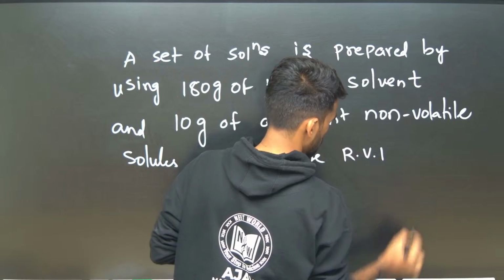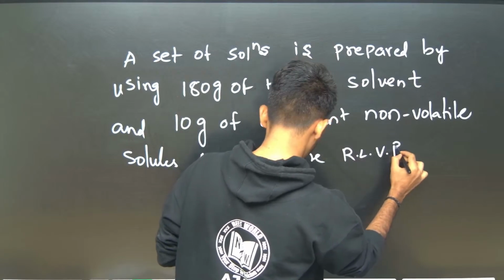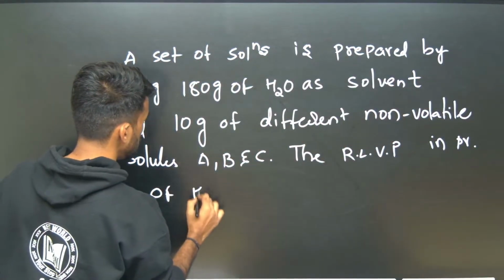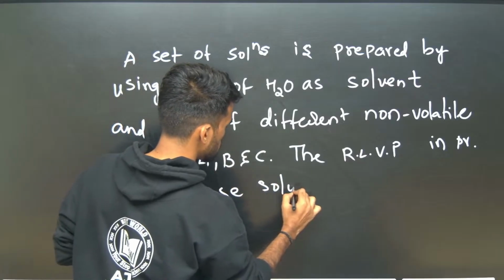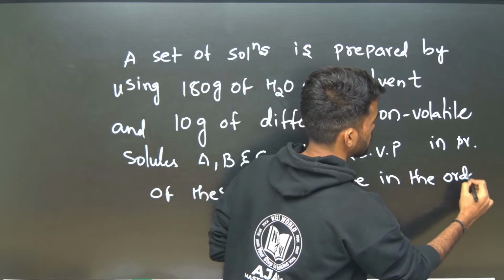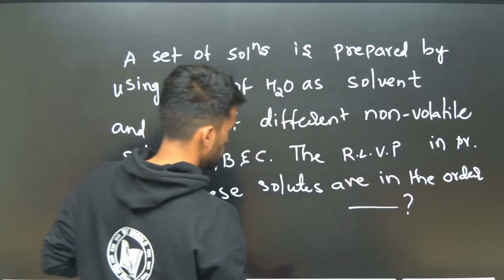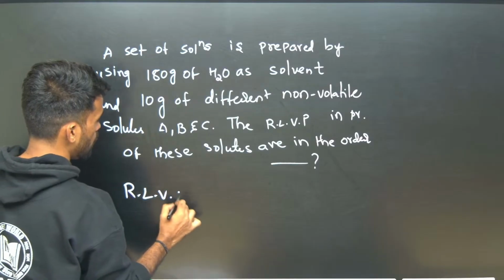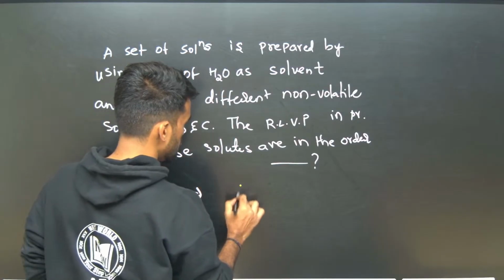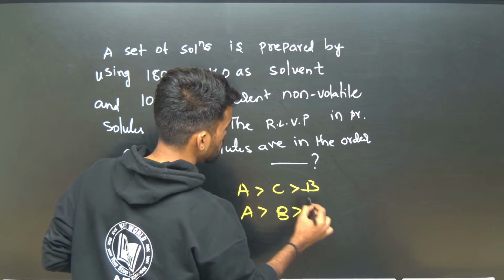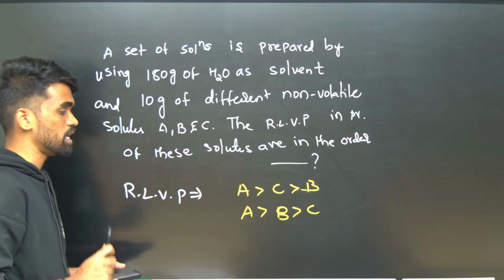Okay, the RLVP, relative lowering of vapor pressure in presence of these solutes, are in the order of what? So they will be asking RLVP is more for which one. They are asking either A is greater than C is greater than B, or A is greater than B is greater than C, something like they are asking. Okay, we need to arrange them based on these orders.